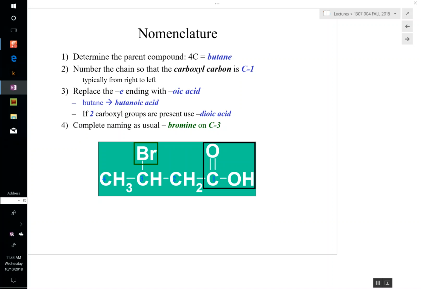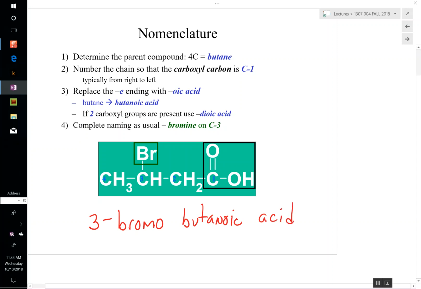It is a carboxylic acid, so we're going to take butane, which would be the name of the alkane, drop the E, add oic acid to the name. And we have butanoic acid, and it's going to be 3-bromobutanoic acid. Do we have to write 1 for butanoic? No, you don't have to write a 1. This is like an aldehyde. We know that it has to be on the end.